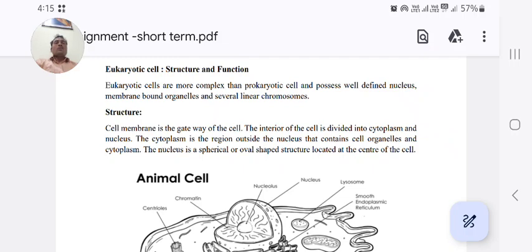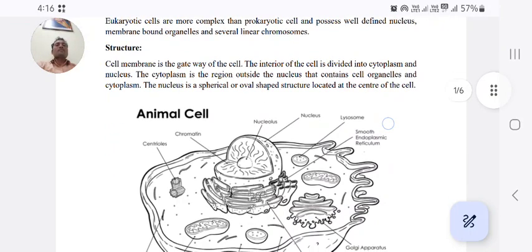Today we are going to discuss the topic of the eukaryotic cell, the structure and function of eukaryotic cells. Eukaryotic cells are more complex as compared to prokaryotic cells, and they possess a well-defined nucleus, membrane-bound organelles and several linear chromosomes.